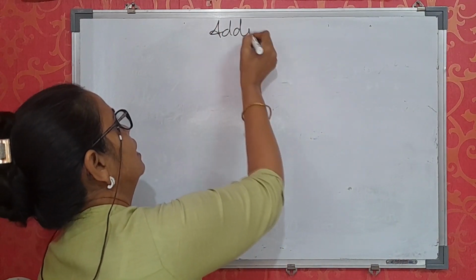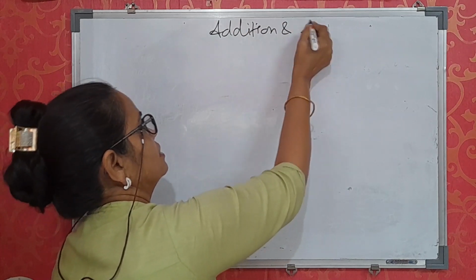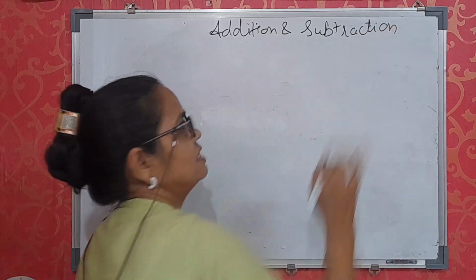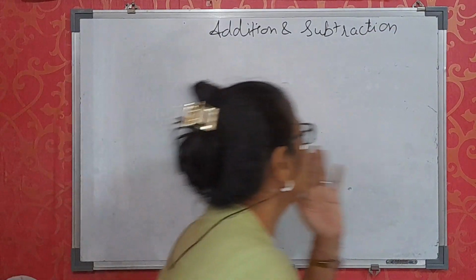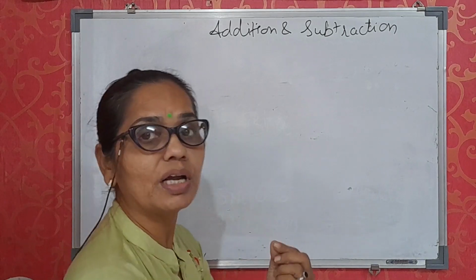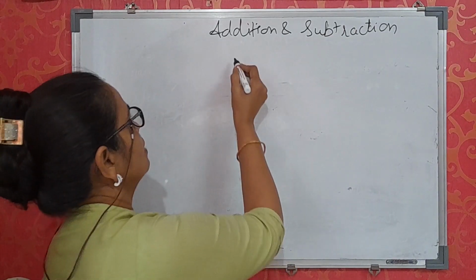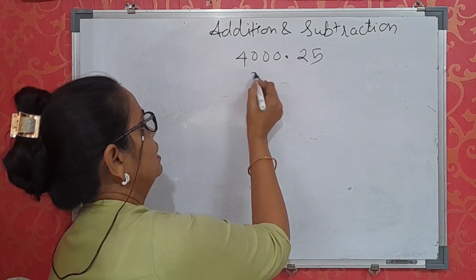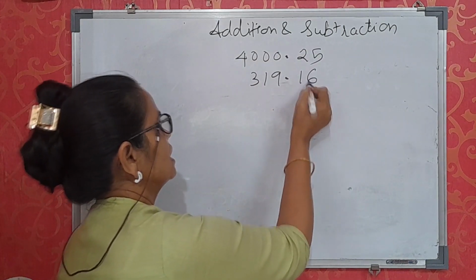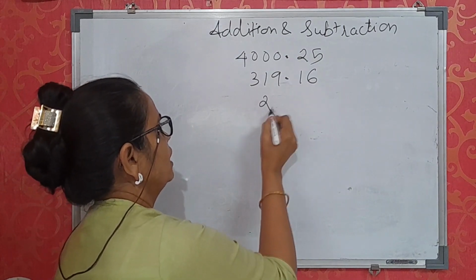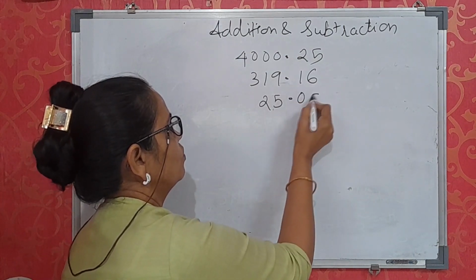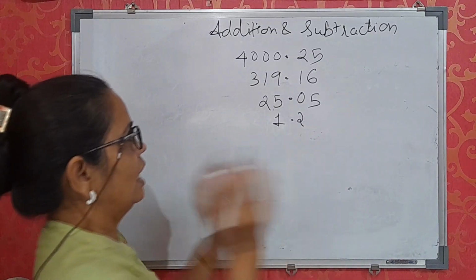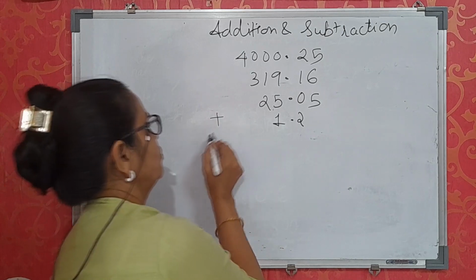So addition and subtraction. Simple it is. As you know, the simple addition and subtraction, here only you have to put the decimal point. Suppose your sum is like this: 4000.25, 319.16, then 25.05 and 1.2. Then now in this you have to add.